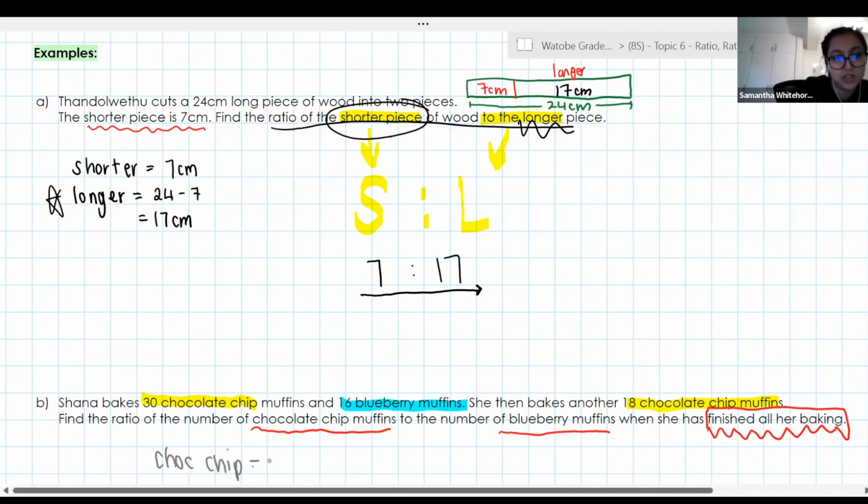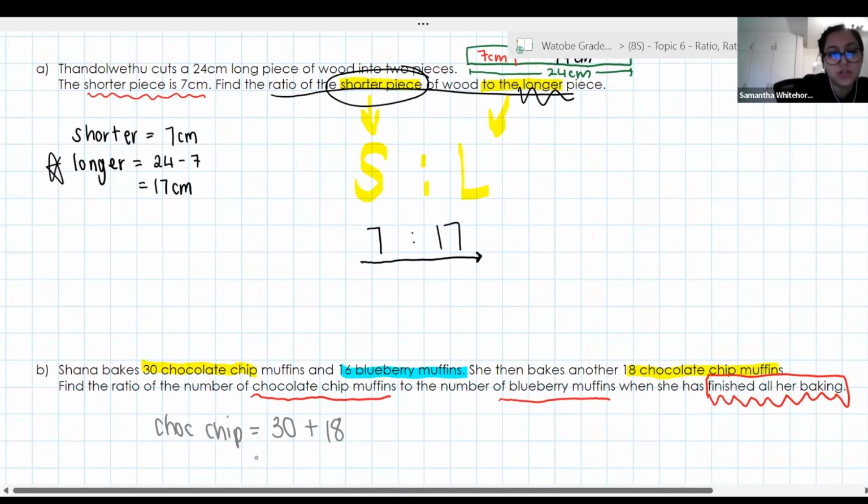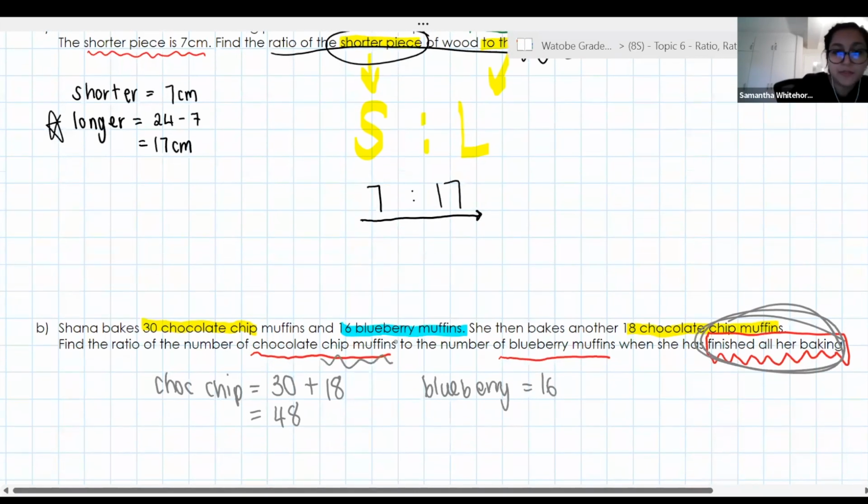Okay, so guys, our chocolate chip muffins, we've got 30, and we've got 18, which means we've got a total of 48 muffins once she's finished all of her baking. The blueberry muffins, Shana made 16, and then that was it. She clearly didn't like blueberry muffins. I clearly don't either because I can't spell that. Blueberry. So at the end, the chocolate chip muffins to blueberry muffins. So we need to have chocolate chip first, then blueberry, was 48 to 16.